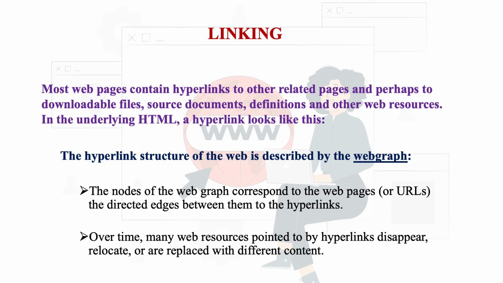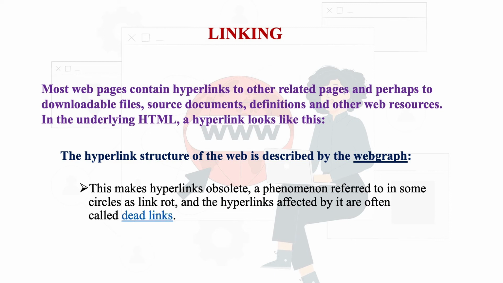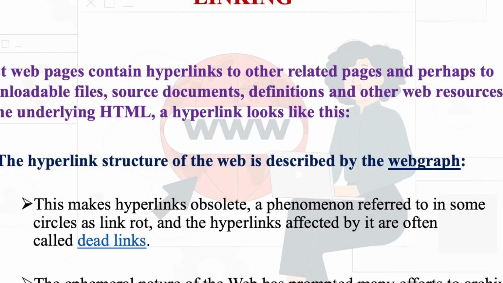hyperlinks. Over time, many web resources pointed to by hyperlinks disappear, relocate, or are replaced with different content. This makes hyperlinks obsolete, a phenomenon referred to in some circles as link rot, and the hyperlinks affected by it are often called dead links. The ephemeral nature of the web has prompted many efforts to archive websites. The Internet Archive, active since 1996, is the best known of such efforts.